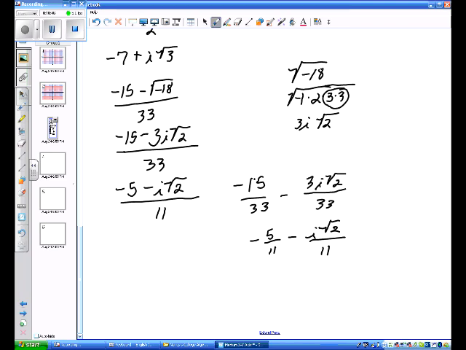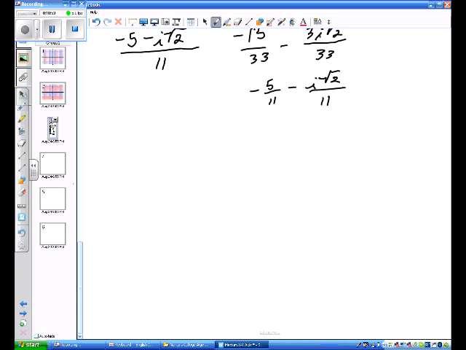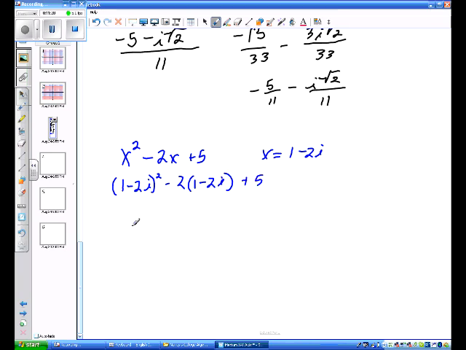Okay, we're going to look at one last problem that's going to deal with evaluating an expression. If we had the expression x squared minus 2x plus 5, and we wanted to evaluate it for x is equal to 1 minus 2i. Then we're going to substitute in. So 1 minus 2i squared minus 2 times 1 minus 2i plus 5. We simply do our operations.